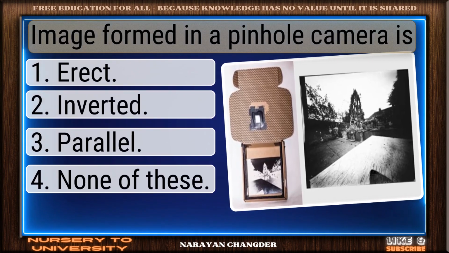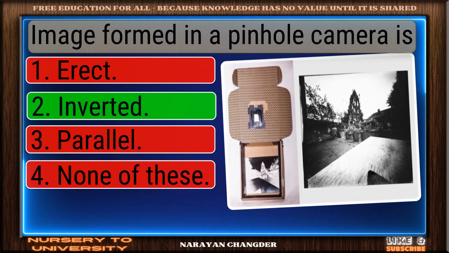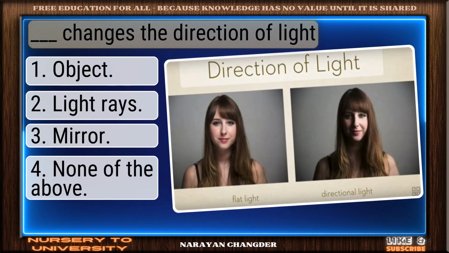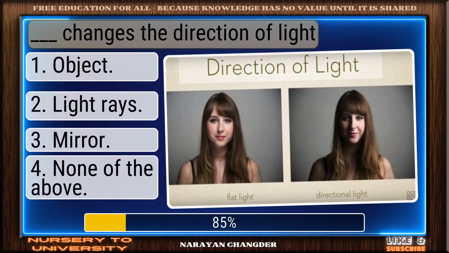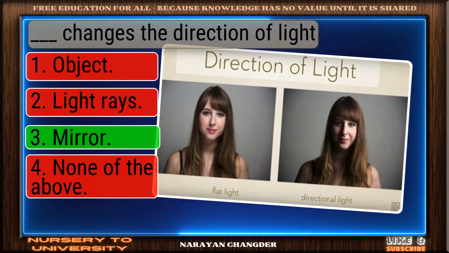Image formed in a pinhole camera is. Correct. Inverted is the right answer. Dash changes the direction of light. You chose mirror, and it is correct.